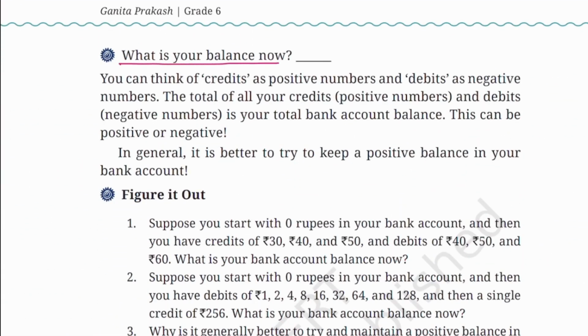What is your balance now? Minus 20 plus 200. That will be plus 180.